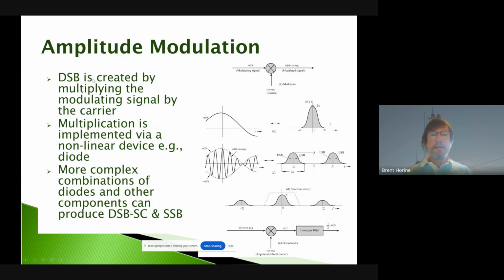So double sideband is created by multiplying the modulating signal by the carrier, as we see up here, right? Multiplication is implemented via that nonlinear device, like a diode or some combination of diodes. And that goes back to all that math I just showed you a few minutes ago, right? So more complex combinations of diodes and maybe some transformers, RF transformers, that type of thing, can produce double sideband, suppressed carrier, and single sideband.